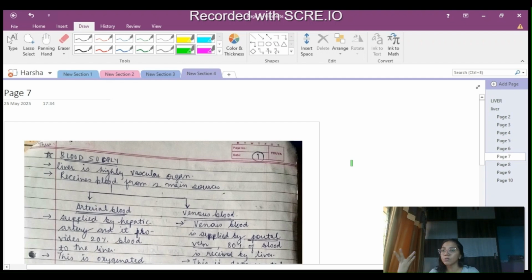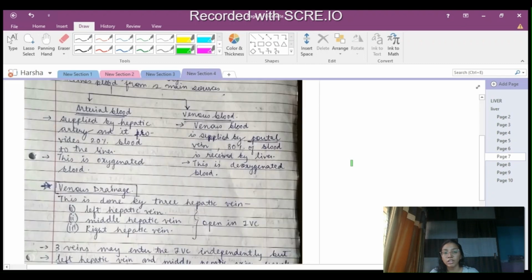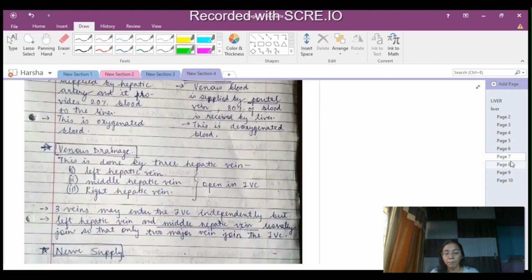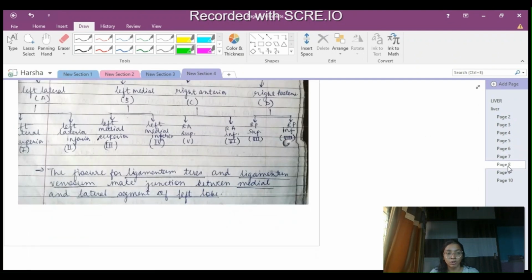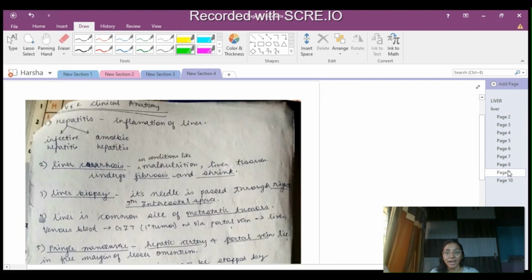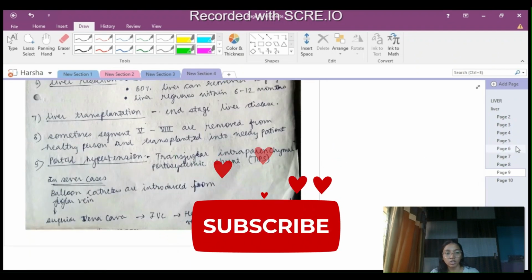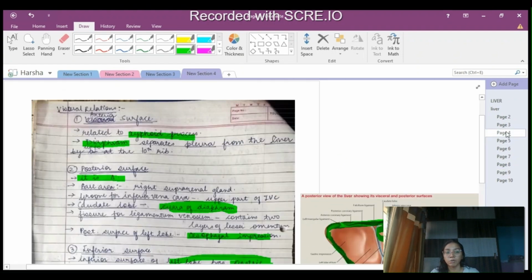And then the last part, that is part 4, we'll be covering the remaining part, that is the blood supply, the venous drainage, the nerve supply, the hepatic segment. This is also one of the important parts, actually not for the exam but from a knowledge point of view. And then we'll conclude it with the clinical anatomy part.